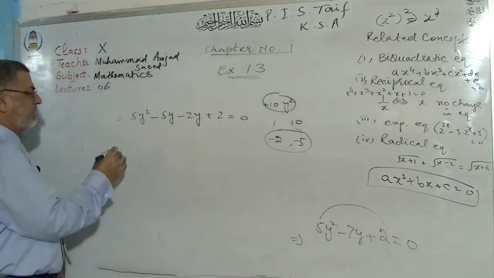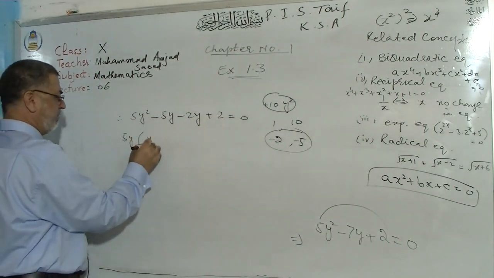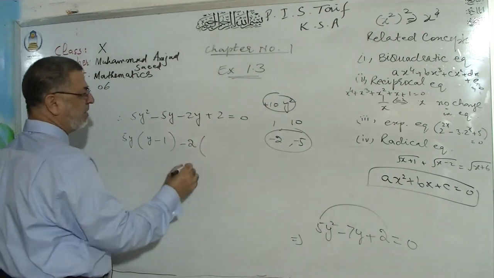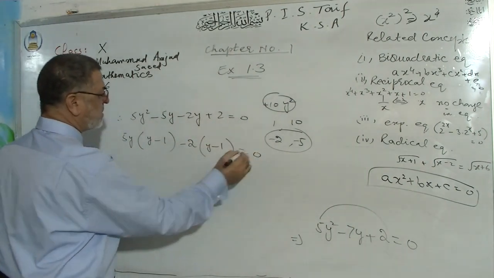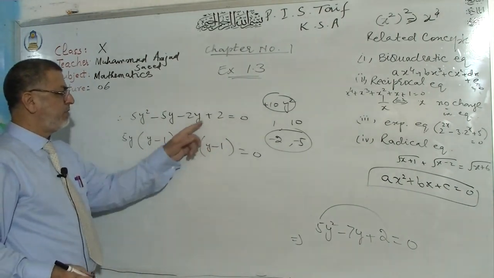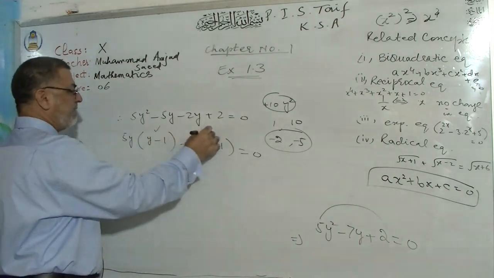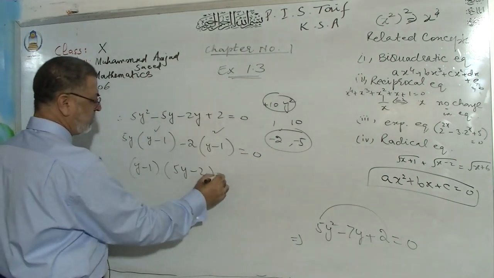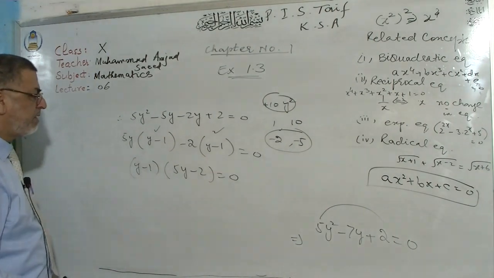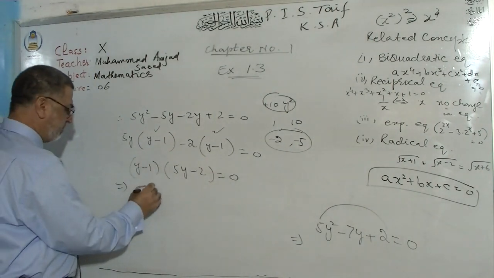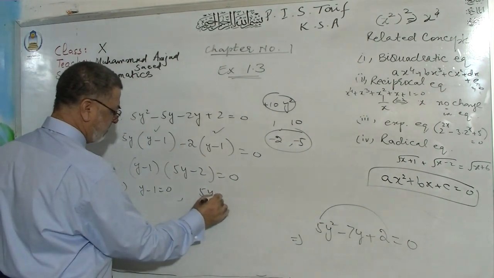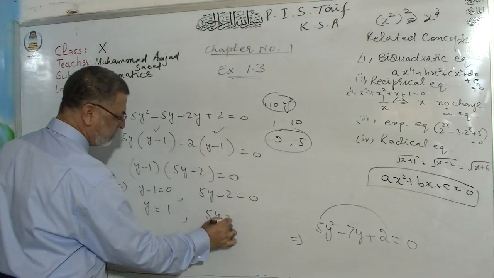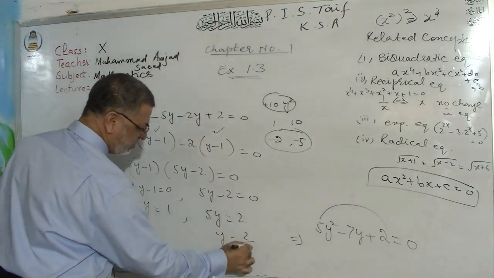From the first two terms, you can take 5y common, y minus 1. And from the last two terms, you can take minus 2 common, and then there is a change of sign. So you will have y minus 1, y minus 1 again, and then 5y minus 2 is equal to 0. This implies that y minus 1 is equal to 0, or 5y minus 2 is equal to 0. So y is equal to 1, and 5y is equal to 2, y is equal to 2 over 5.